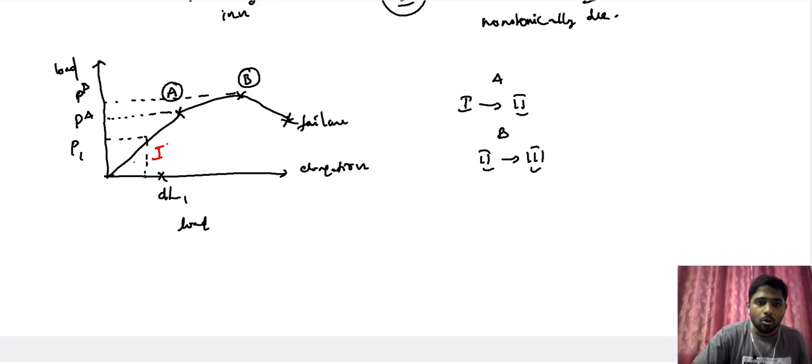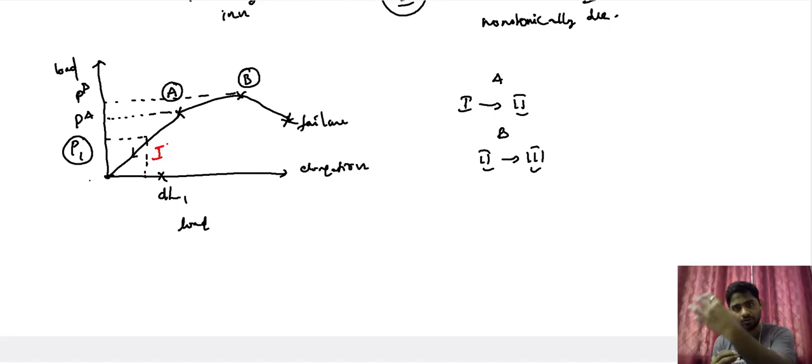Now, what happens in this section 1 is, once you remove this load P1, the material retracts its path and goes back to the point here. So let me repeat, in the section 1, to bring about a specific amount of elongation, you have imposed a specific load.